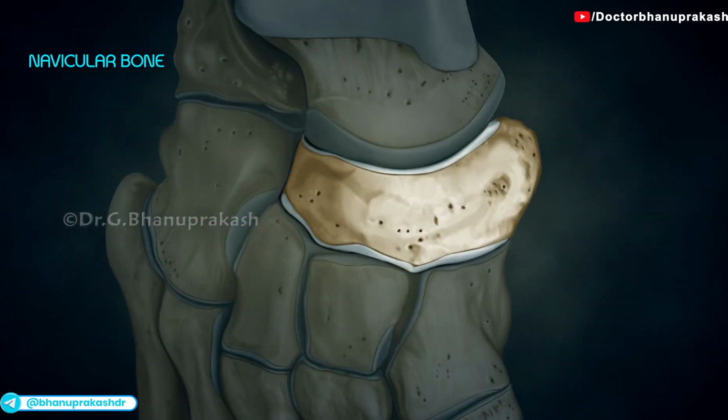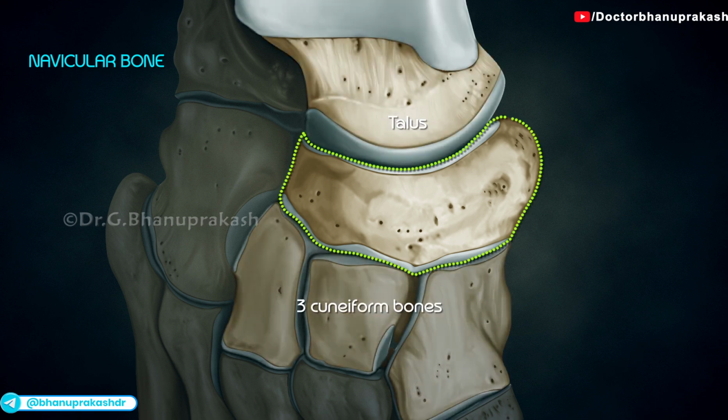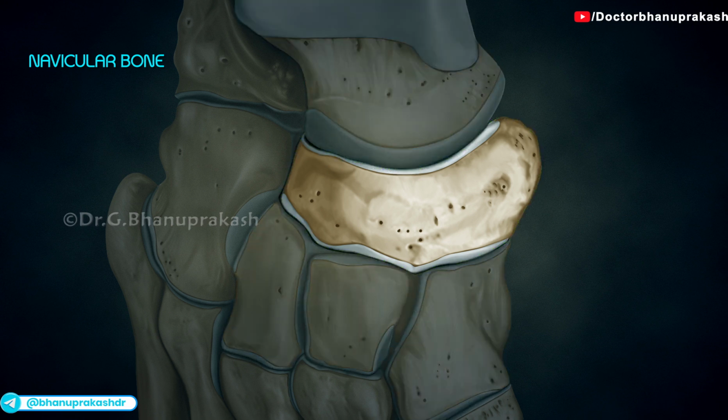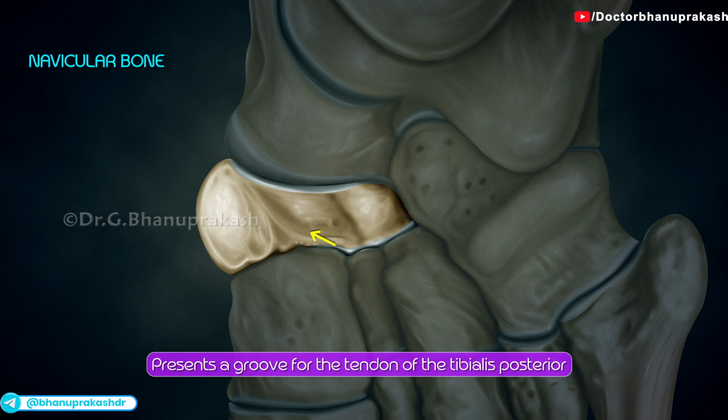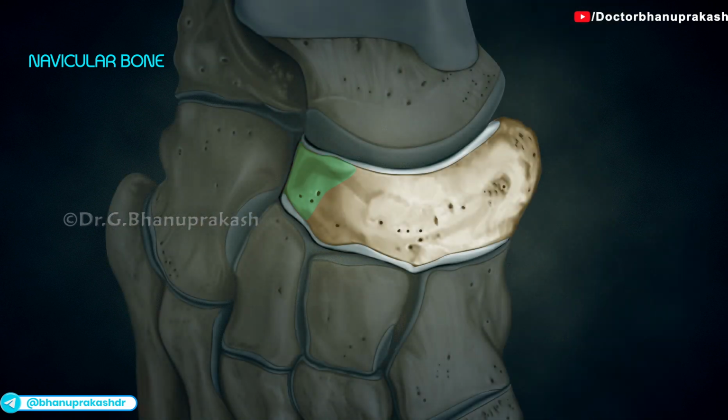Navicular bone. It is boat-shaped and is situated between the talus posteriorly and 3 cuneiform bones anteriorly. It is a short bone. It has 6 surfaces. The distal surface has 3 articular facets for the 3 cuneiform bones. The proximal surface articulates with the head of the talus. The dorsal surface is rough. The plantar surface presents a groove for the tendon of the tibialis posterior. The lateral surface is also rough. The medial surface presents with the tuberosity.